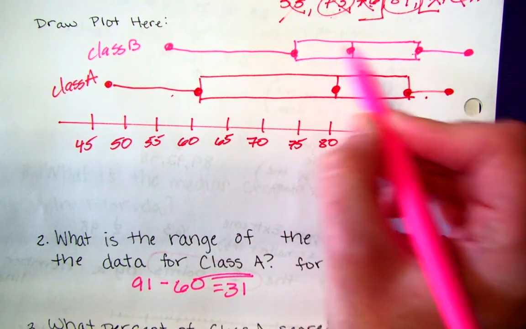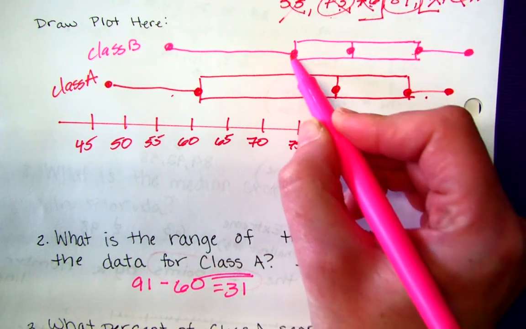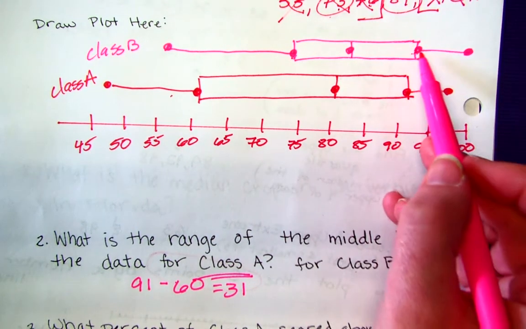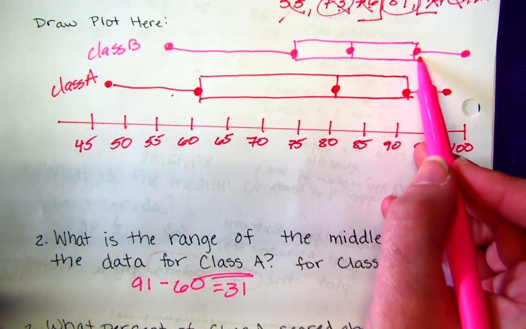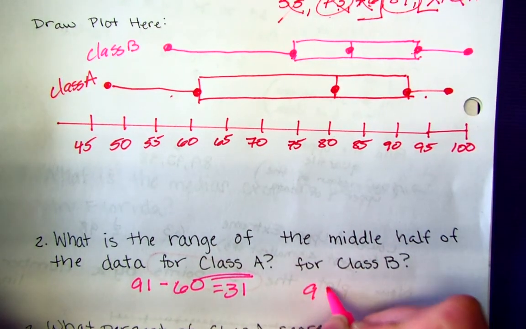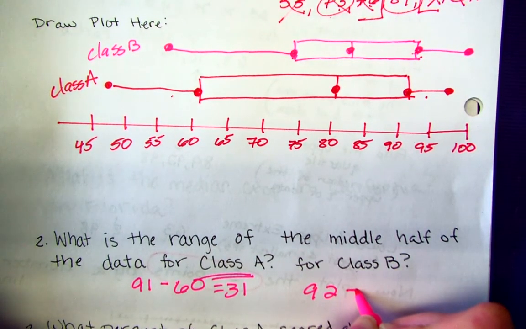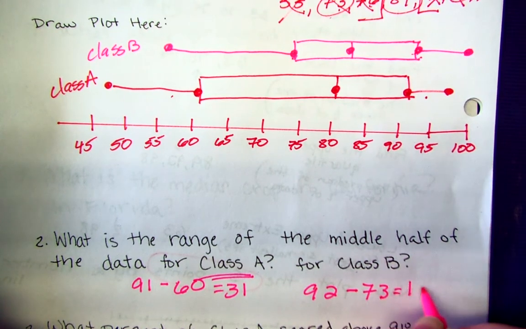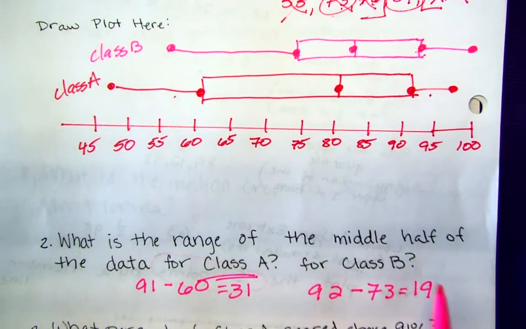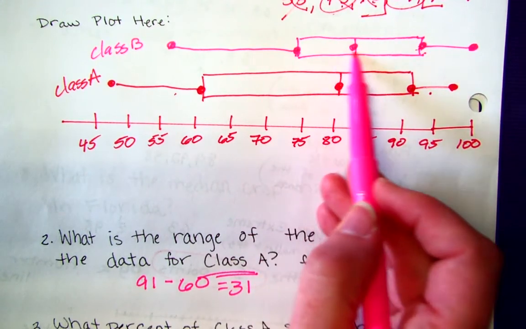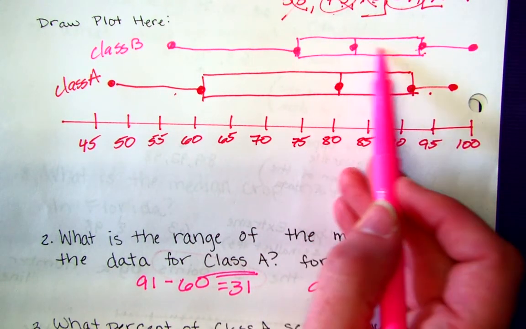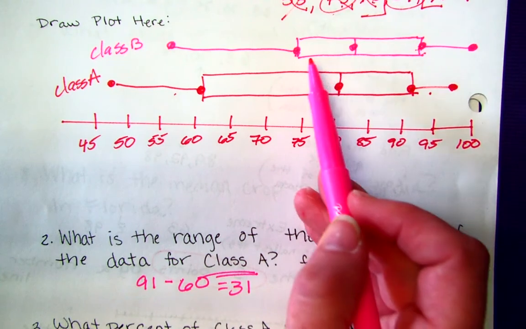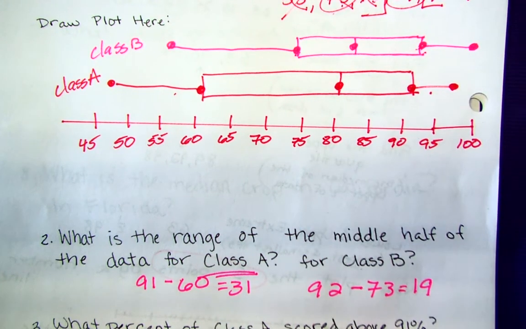And then for Class B, again, I look up here and I say, what is the difference between my upper quartile and my lower quartile? So my upper quartile for Class B is going to be 92. And then I subtract my lower quartile, which is 73, and that gives me 19. So this is my interquartile range, from the upper to the lower quartile.